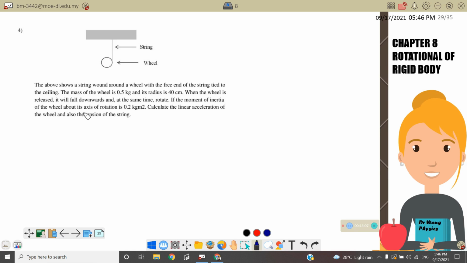Question number 4. Above shows a string wound around the wheel. So this wheel will rotate downward.